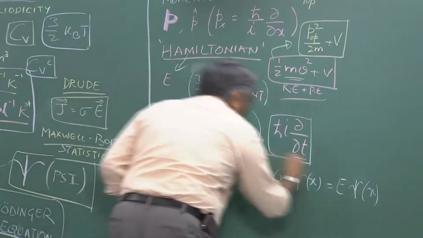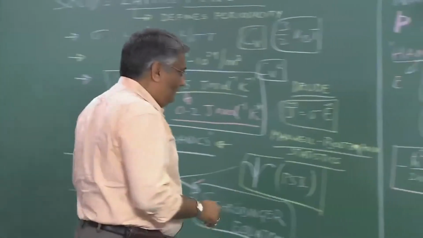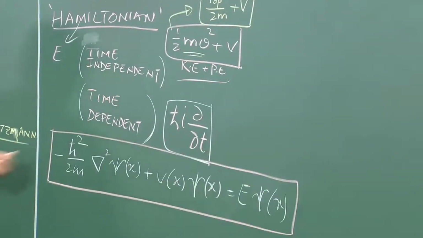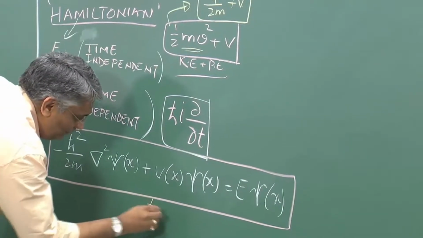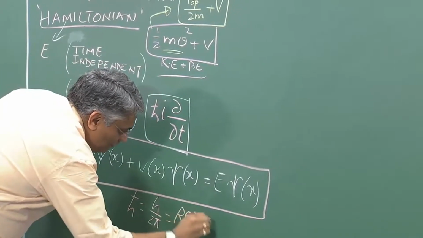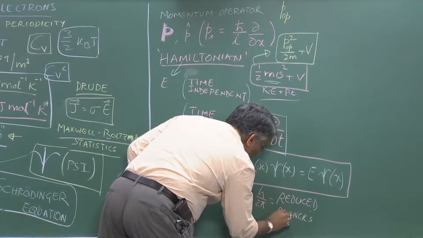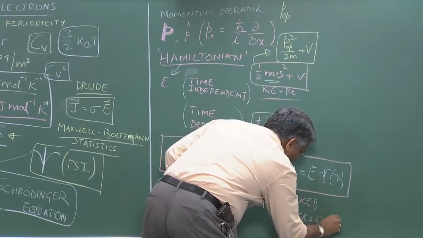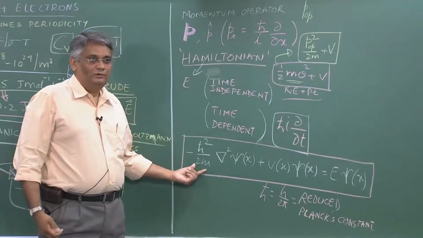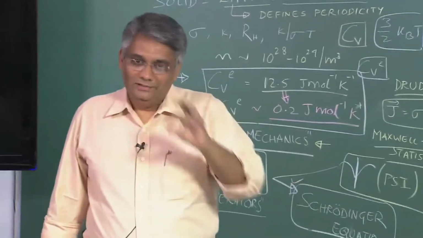I have just written down again the time independent Schrodinger equation in the one dimensional case. We can always extend it to 3 dimensions. So, H cross is H by 2 pi. This is called the reduced Planck's constant. M of course is the mass of the electron. See, the mass of the electron can apparently vary as it goes through the solid.